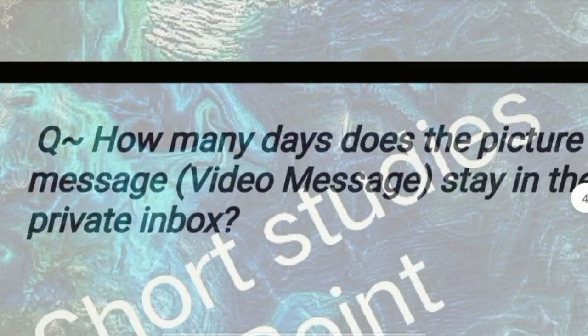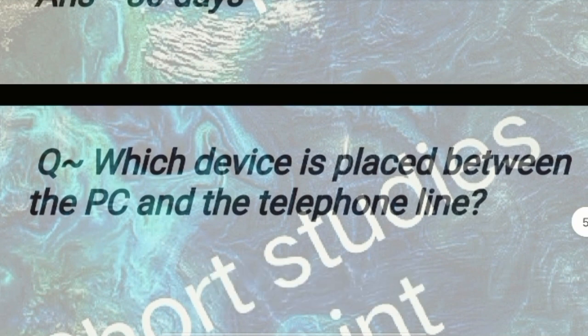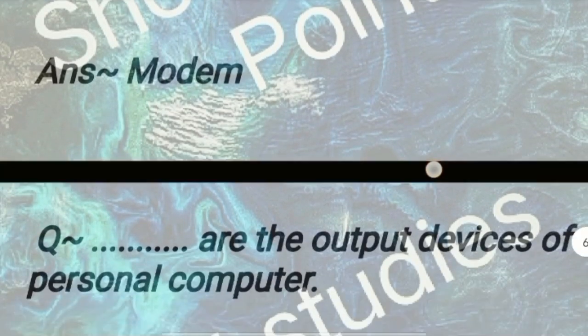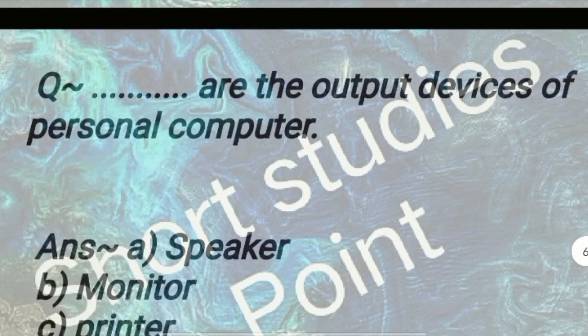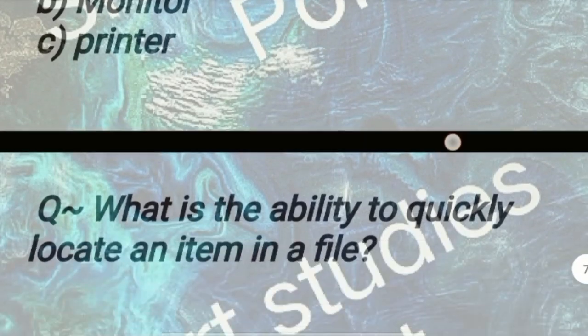Next question: How many days does the picture message stay in the private inbox? Answer: 30 days. Next question: Which device is placed between the PC and the telephone line? Answer: modem. Next question: Dash are the output devices of a personal computer? Answer: speaker, monitor and printer.